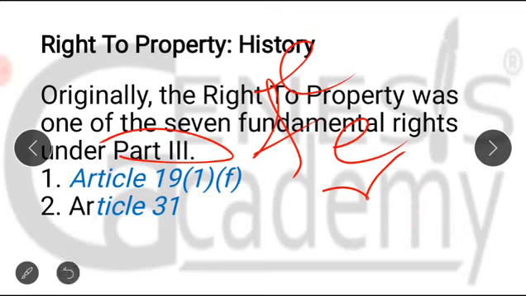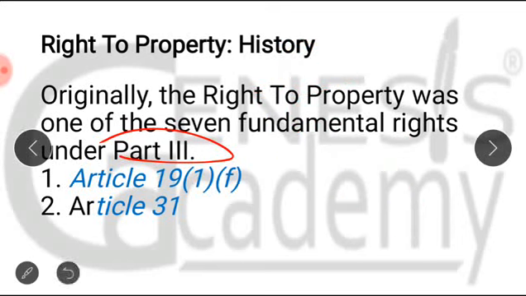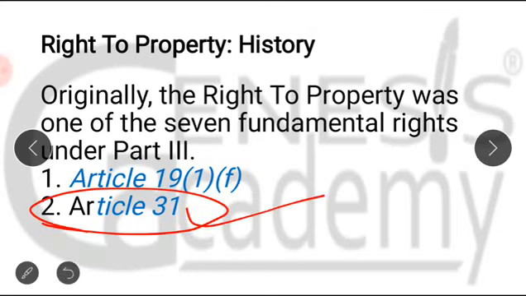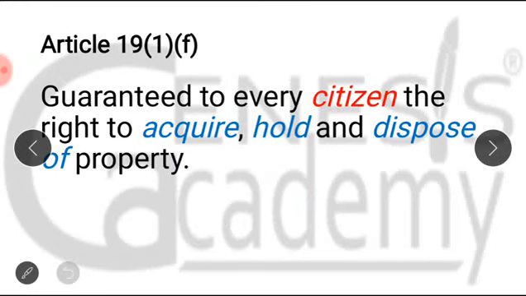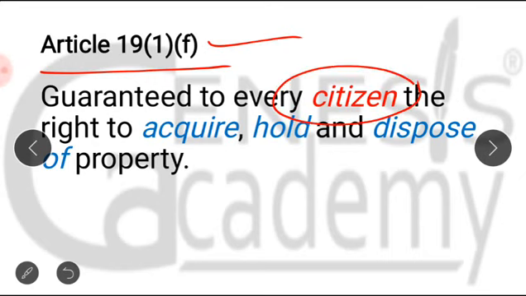But right to property was enshrined in 2 provisions of the Constitution. One is Article 31, as you all know, and the second one is Article 19, Clause 1, Subclause F. ये आपको याद रखना है. Article 19, Clause 1, Subclause F guaranteed to every citizen the right to acquire, hold and dispose of property. ये आपको याद रखना है.